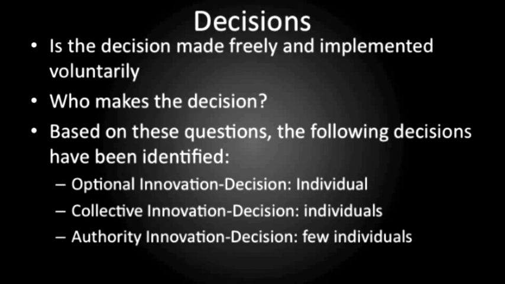First, the optional innovation decision. This decision is made by an individual who is in some way distinguished from others in a social system. Collective innovation decision. This decision is made collectively by all individuals of a social system. And last but not least, authority innovation decision. This decision is made for the entire social system by few individuals in positions of influence or power.